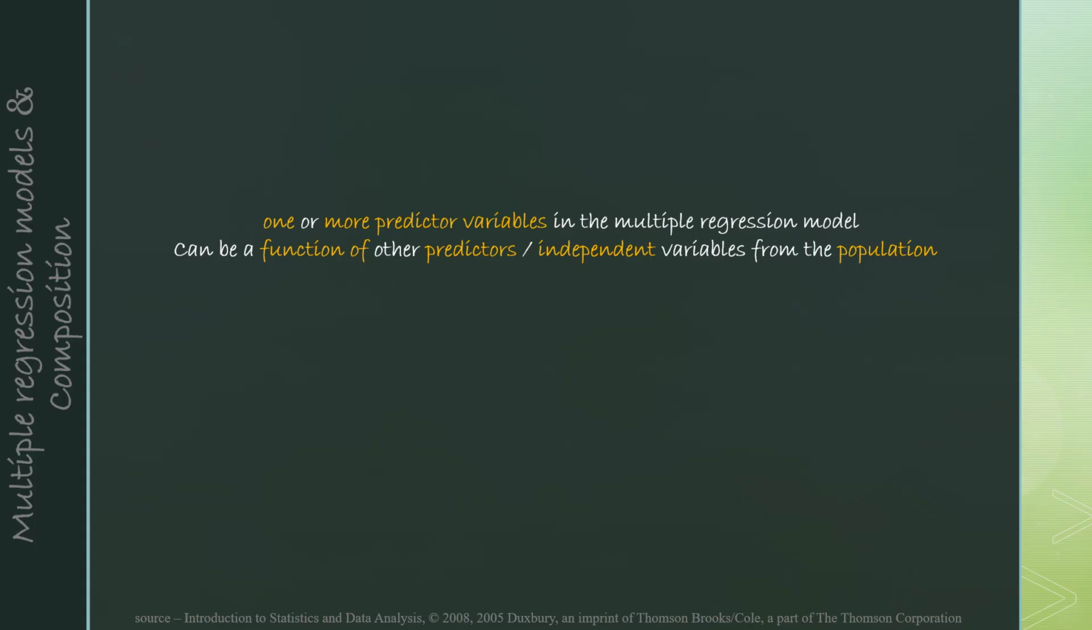In general, one or more predictor variables in the multiple regression model can be a function of other predictor or independent variables from the population. For example, in y equals alpha plus beta 1 multiplied by x1 plus beta 2 multiplied by x2 plus beta 3 multiplied by x3 plus beta 4 multiplied by x4 plus e, x3 could be x2 square and x4 could be the product of x1 and x2. Let's explore more on these special cases.